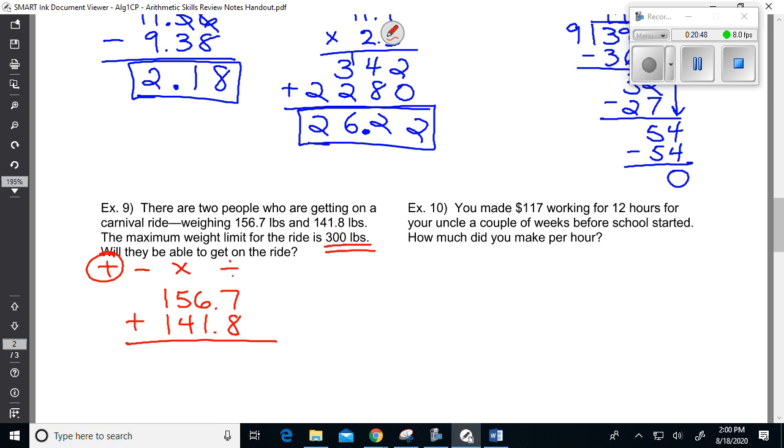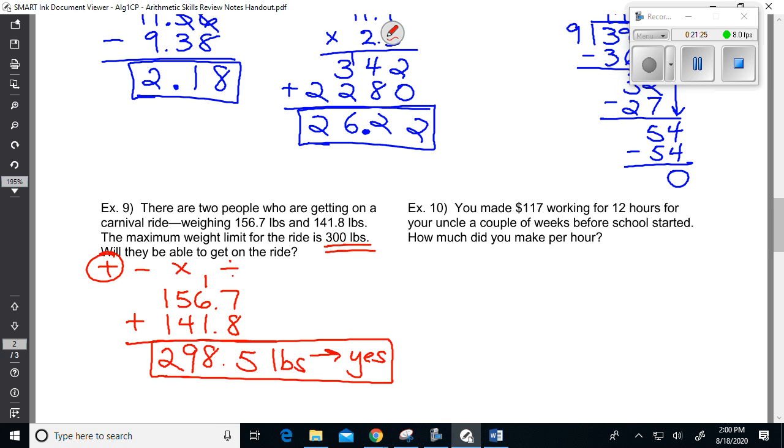So let's add. 7 plus 8, 15. And down to 5, carry a 1. 1 plus 6, 7. Plus 1, 8. 5 plus 4, 9. 1 plus 1, 2. 298.5 pounds. Can they get on this ride? Yes, but barely. Gotta be real close.